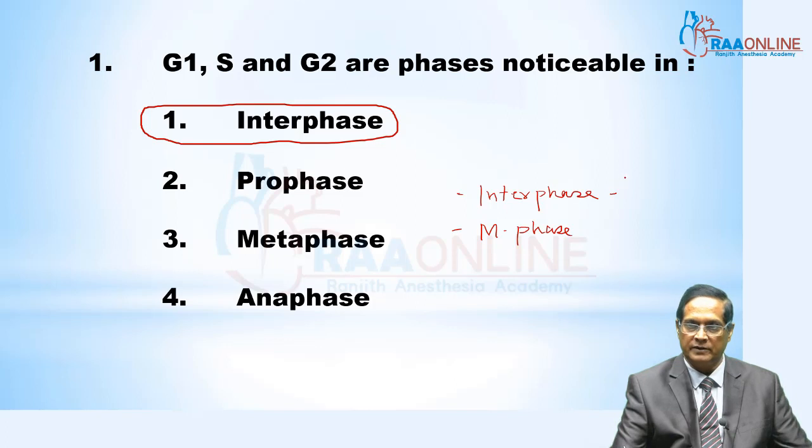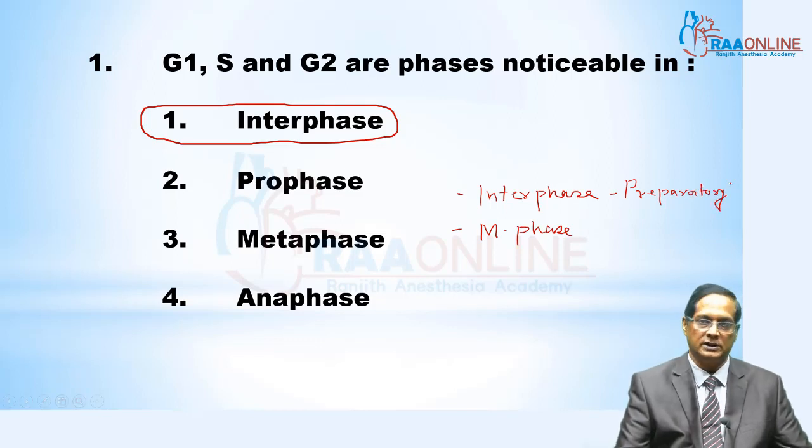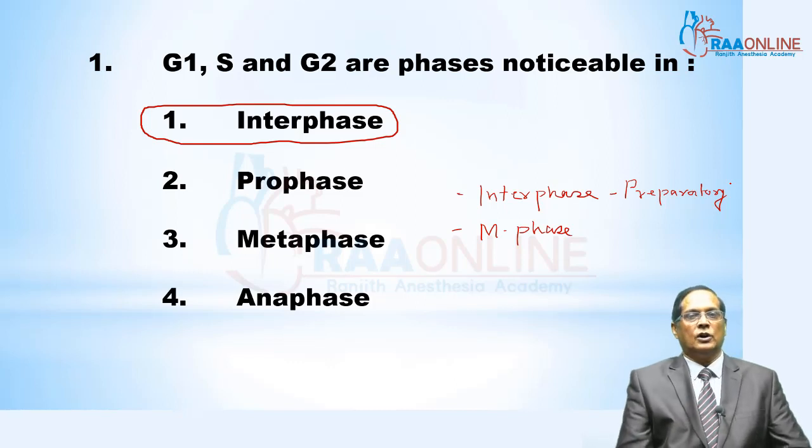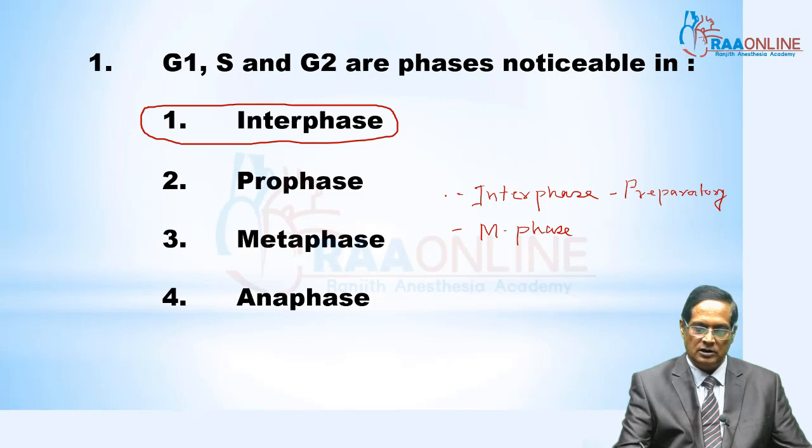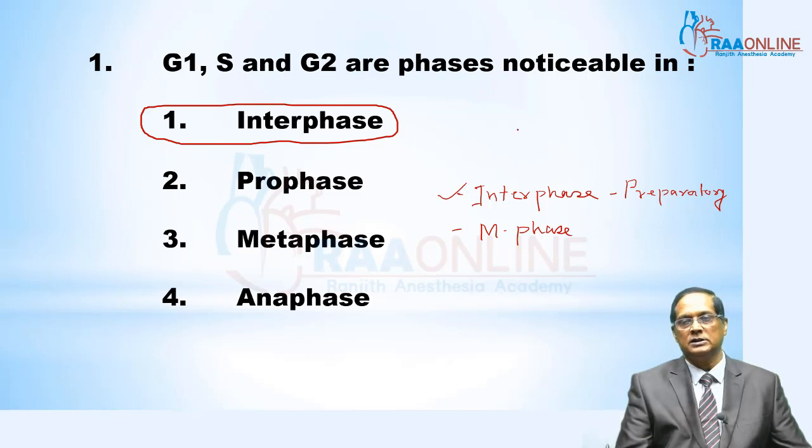Interphase is the preparatory phase. That is, the cell prepares itself for division, in which all events take place like DNA replication, RNA synthesis, protein synthesis, duplication of organelles. These all take place in interphase stage. That's what is called the preparatory phase. Then the actual division takes place in M phase.